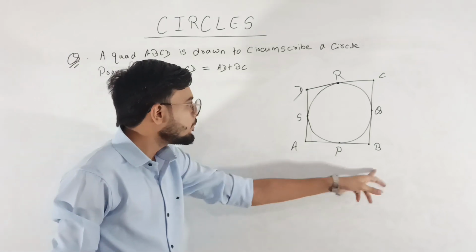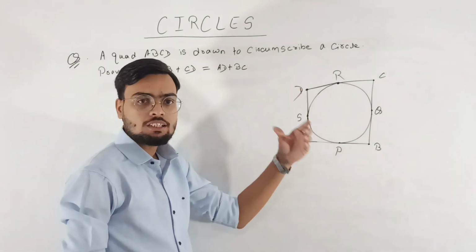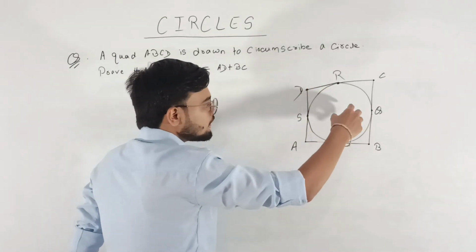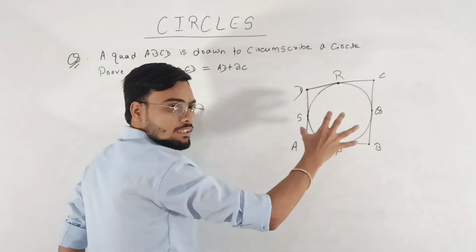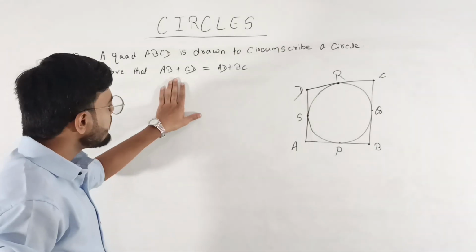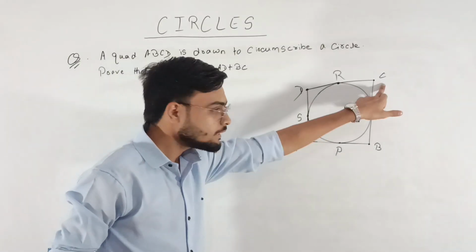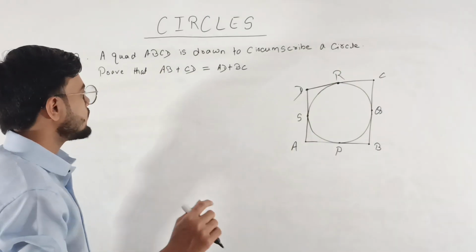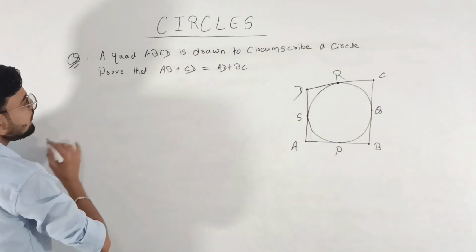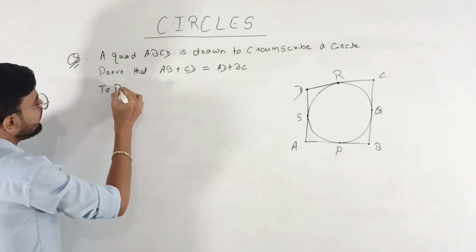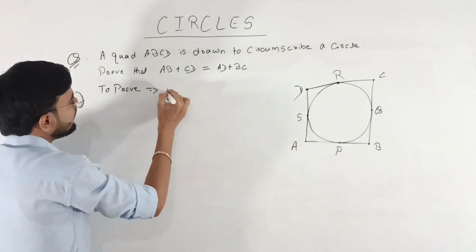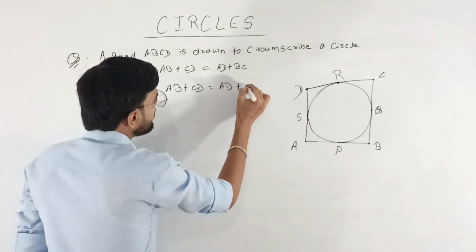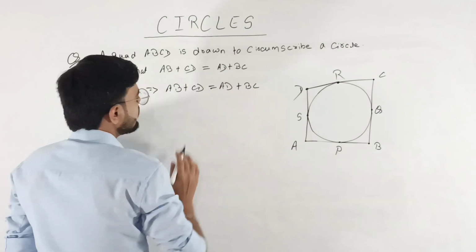Look, there is a quadrilateral ABCD, and this quadrilateral circumscribes a circle. Circumscribe a circle means this circle lies inside this quadrilateral ABCD. So we have to prove that AB plus CD is equal to AD plus BC. Understood? Let's see how we prove it. First I write what we have to prove. So we have to prove that AB plus CD is equal to AD plus BC.